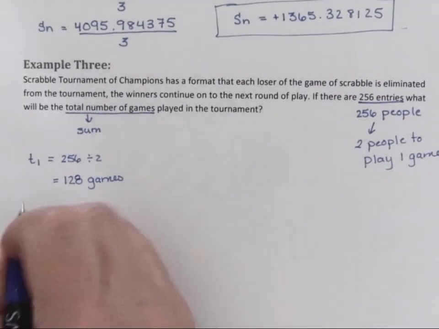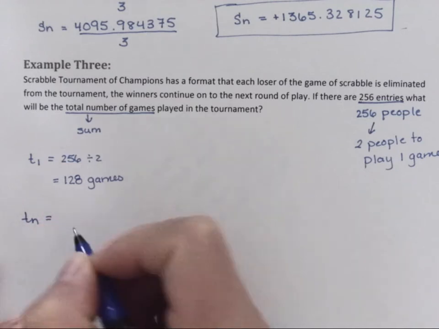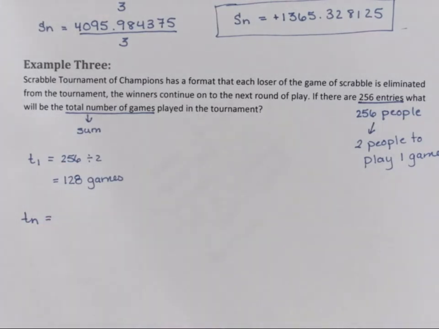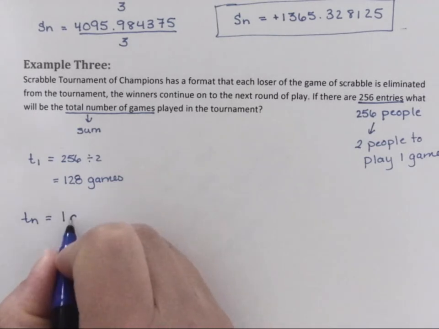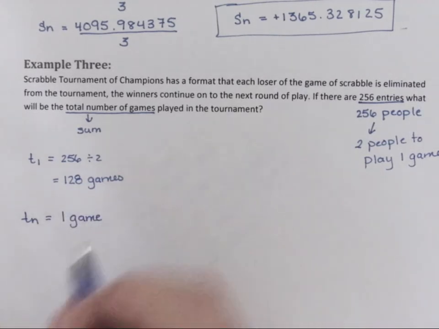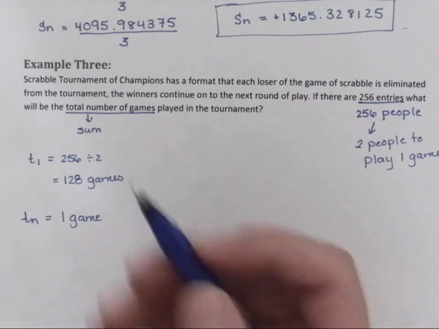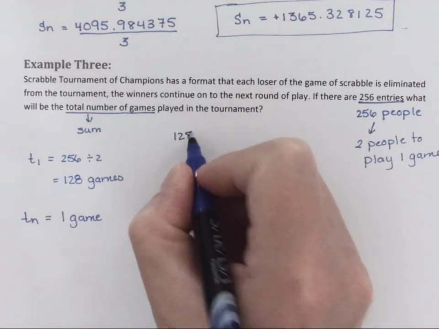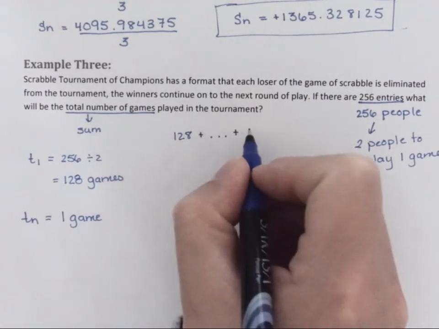All right, so Tn, in the final round, in the last round of play, how many games are being played? It's for all the marbles. This is not the NHL. We don't play it 7 times to figure out who's the winner. We play it once. This is cutthroat Scrabble rules. So in the end, you're going to have 1 game. And once that game's finished, you would declare who was the overall Tournament of Champions. All right, so what do you notice about the numbers? We start at 128 and we go all the way to 1.